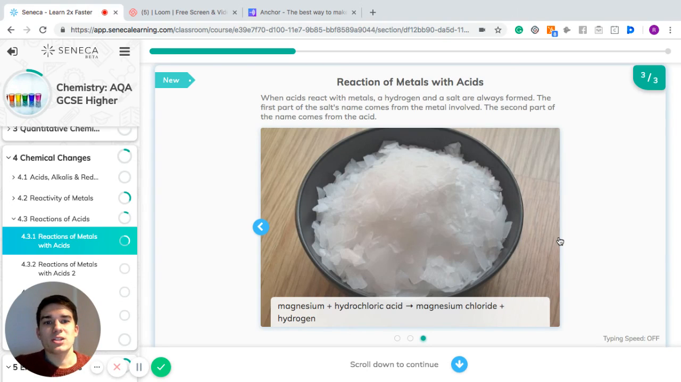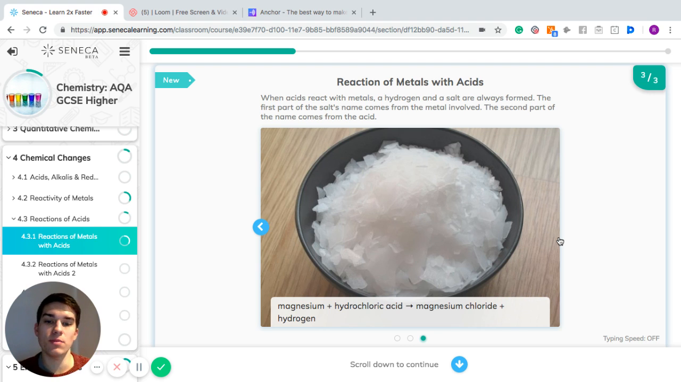So let's look at some reactions with metals. When a metal reacts with an acid, a hydrogen and a salt are always formed. The first part of the salt's name will come from the metal that's involved, and the second part of the salt's name will come from the acid.